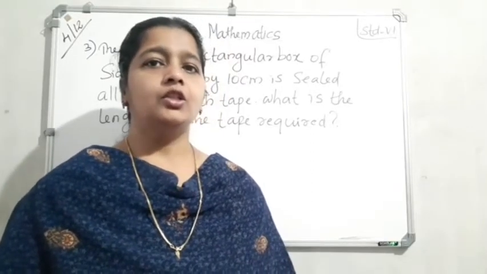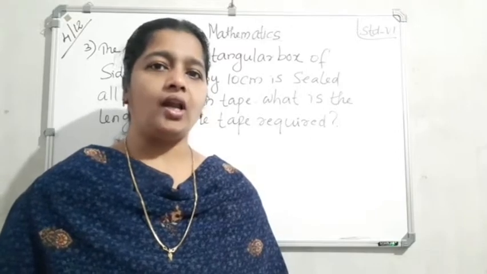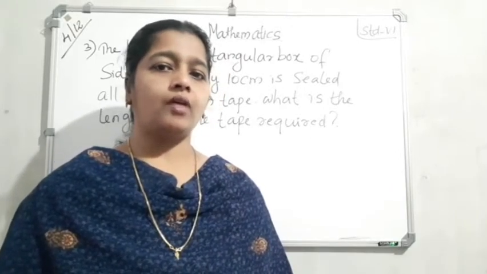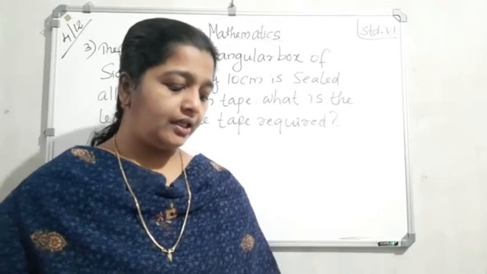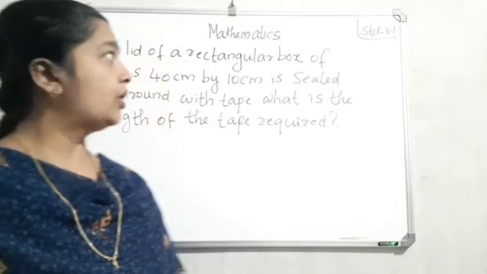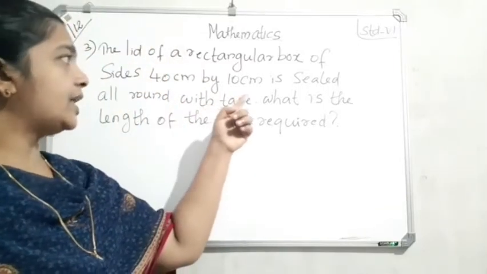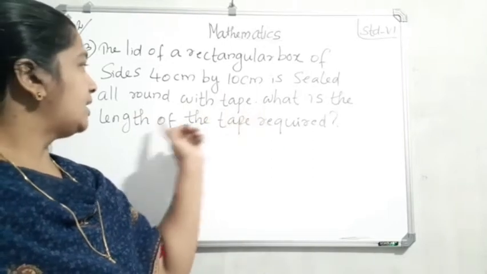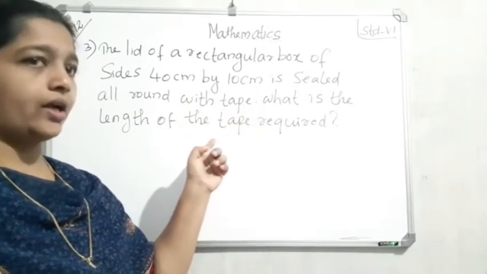Next question, page number 212, question number 2. All of you write the question. The lid of a rectangular box of sides 40 centimeter by 10 centimeter is sealed all round with tape. What is the length of the tape required?